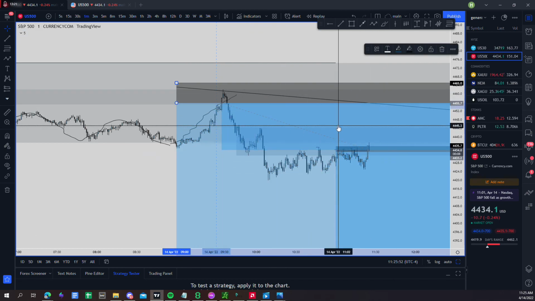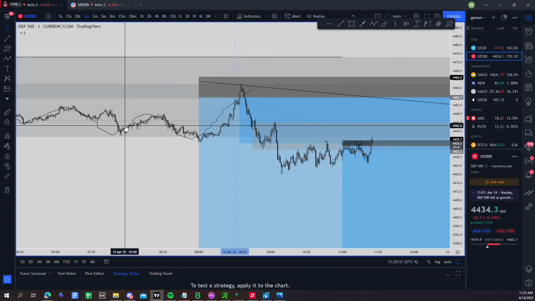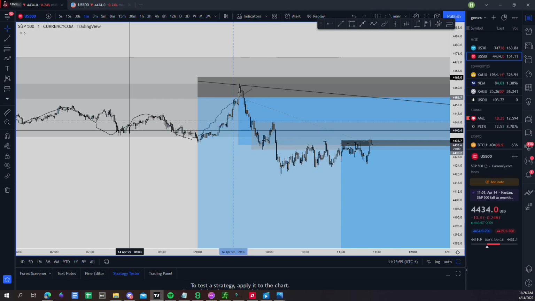And on this one here, I'm still holding my shorts. So those are just a few of the trades that we took in the group this morning. And yeah, that's really all I got for this one.